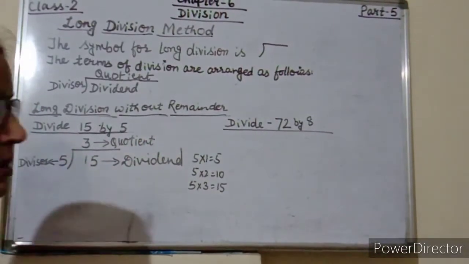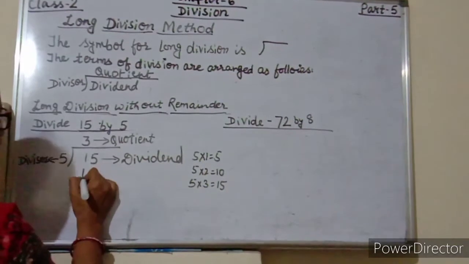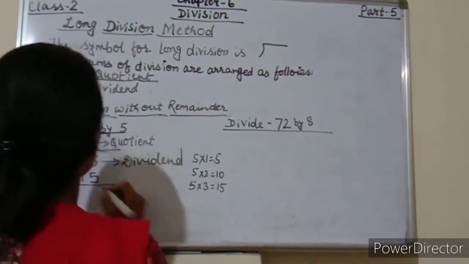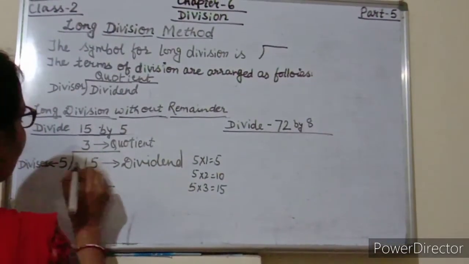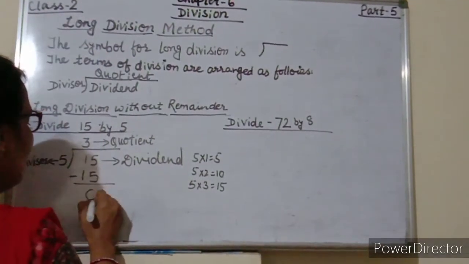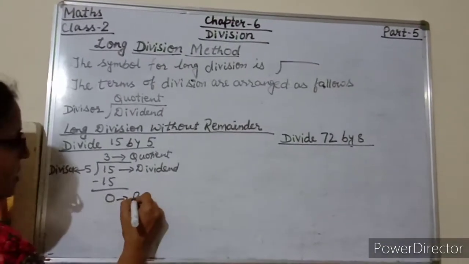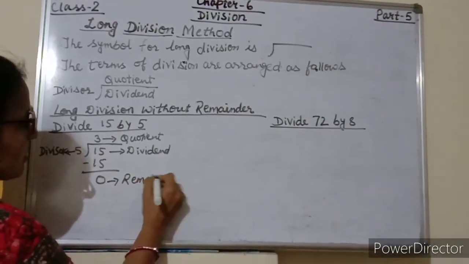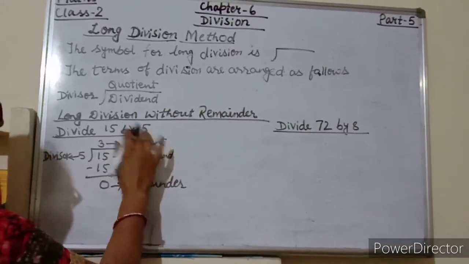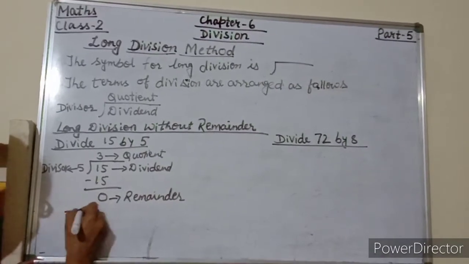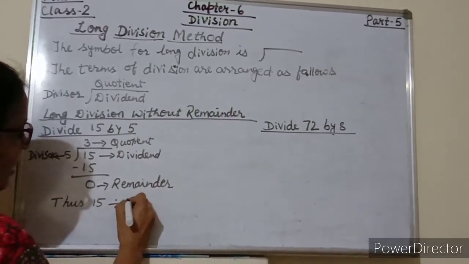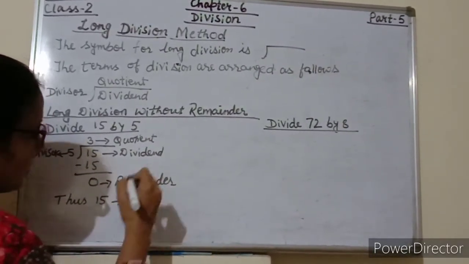And 15 we will write below the dividend. And after that what will we do? Yes, we will subtract these numbers. So students, 15 minus 15 is equal to? Yes, 15 minus 15 is 0. 0 is the remainder here. So see, 15 divided by 5 is equal to 3. Write thus: 15 divided by 5 is equal to 3.